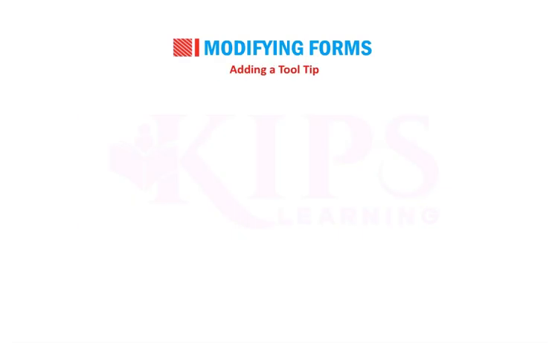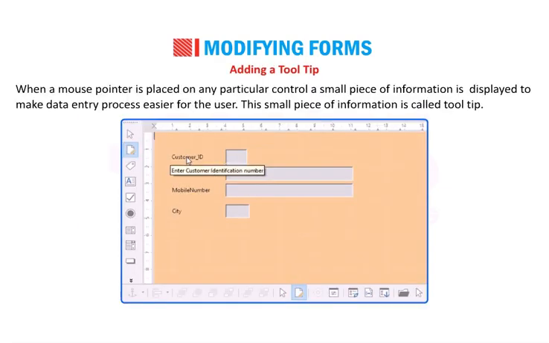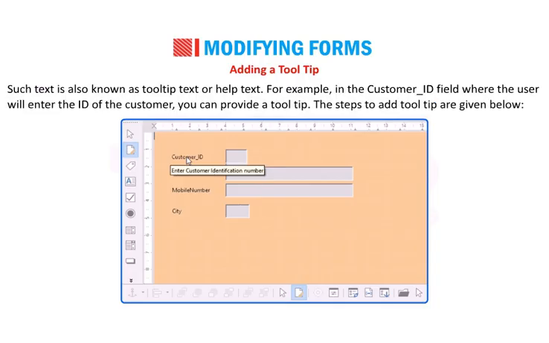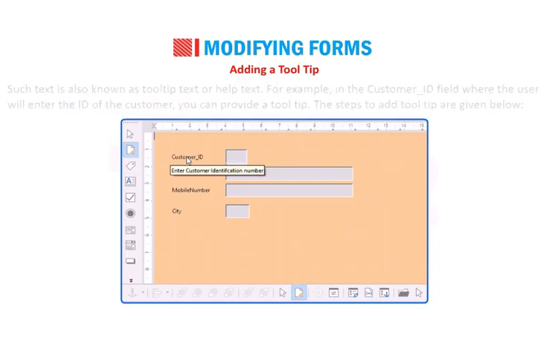Adding a tooltip. When a mouse pointer is placed on any particular control, a small piece of information is displayed to make data entry process easier for the user. This small piece of information is called tooltip. Such text is also known as tooltip text or help text. For example, in the Customer ID field, where the user will enter the ID of the customer, you can provide a tooltip. The steps to add tooltip are given below.